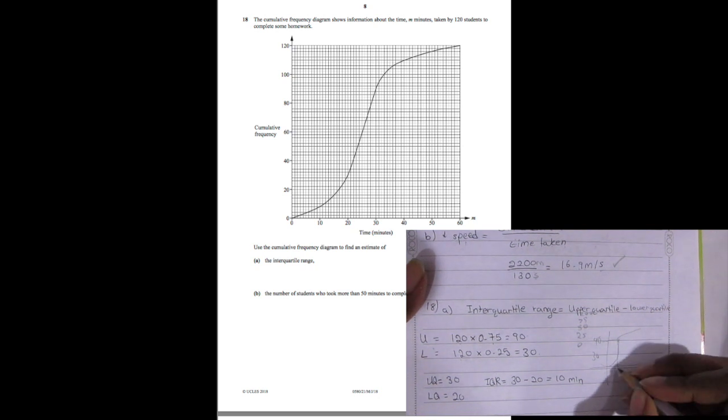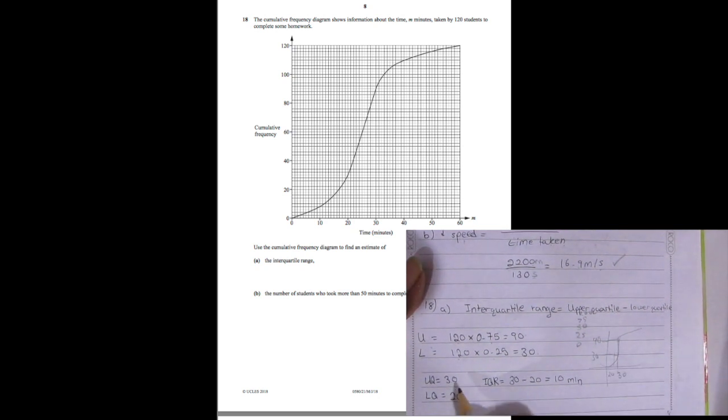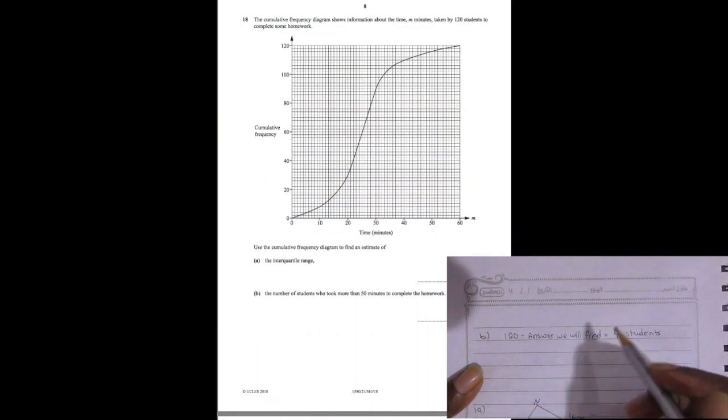Now we found those. We're going to try to reach the x-axis now. We're going to spread out this line from 90 and from 30. And if you go down where it touches the graph, it gives you 30 and 20. So now all we have to do is subtract 20 from 30, and that gives you 10 minutes.